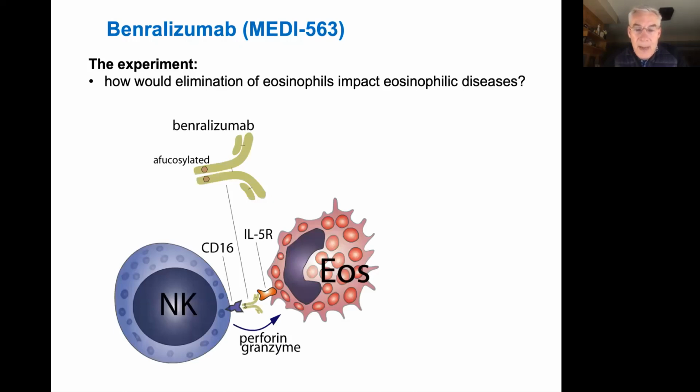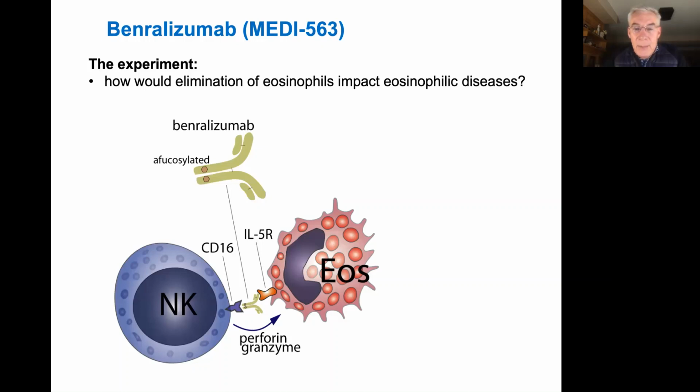So the solution to this, the tool for the experiment that was designed in that company, was an antibody called benralizumab, which is an antibody specific for the IL-5 receptor, which I told you initially is expressed almost exclusively on eosinophils, and in addition to that on basophils, but nowhere else that we know of.